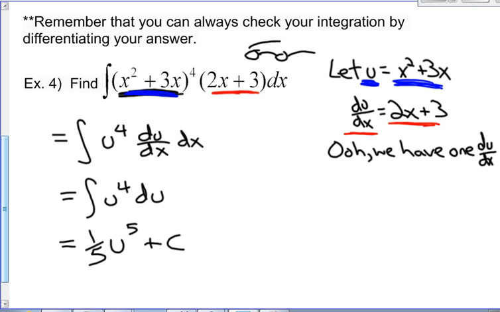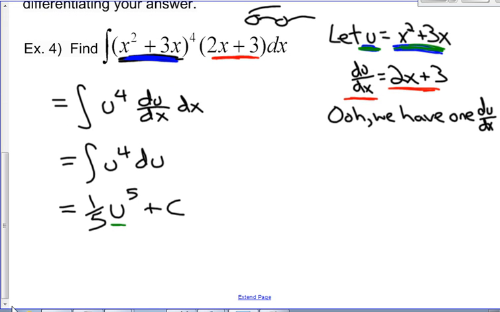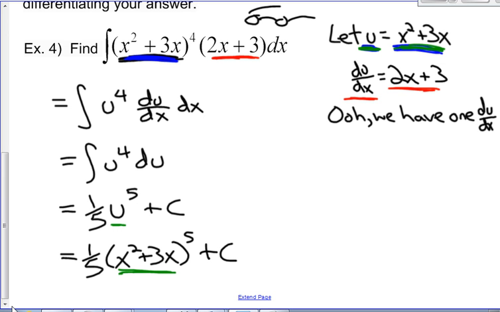The last step is to rewrite back in terms of x. So where I have this u, I can put it back to x squared plus 3x. So 1/5 (x squared plus 3x) to the 5. All I did was change that u into this. And then I have a plus c. Now, we did this properly. It worked out. But let's check.